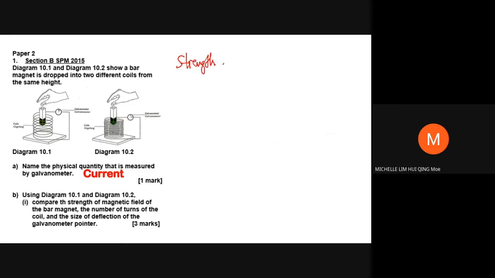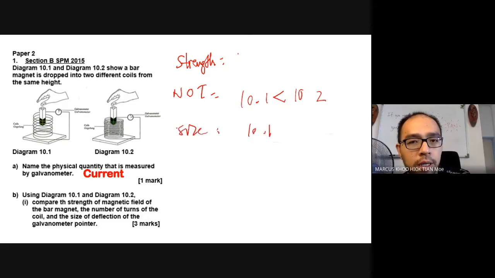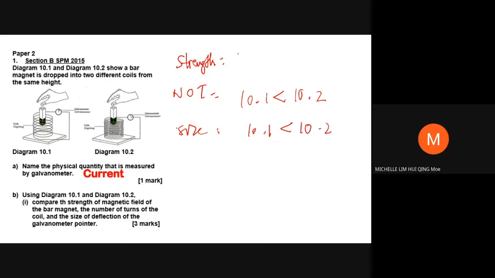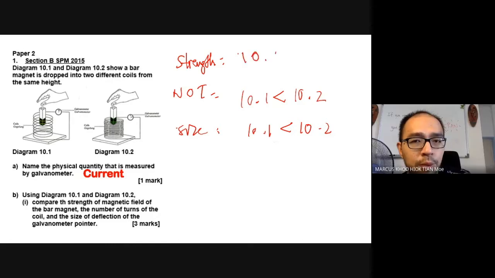The number of turns of the coil in diagram 10.1 is smaller. And then the size of deflection of the galvanometer pointer in diagram 10.1 is smaller. Sorry, can you say about the strength of the bar magnet again? The strength of magnetic field of the bar magnet in diagram 10.1 is smaller than 10.2.